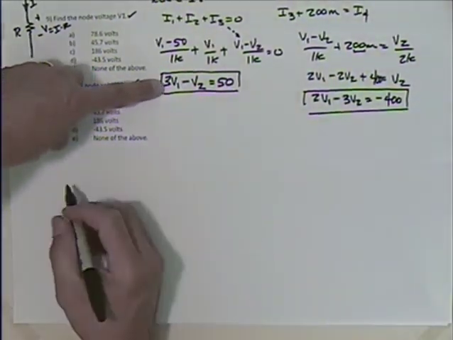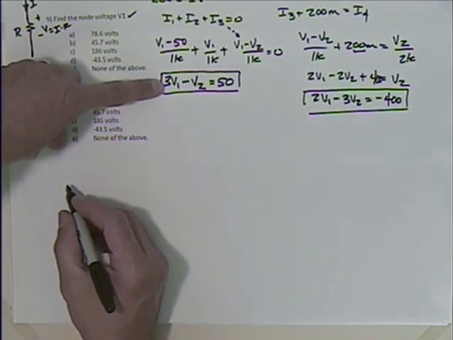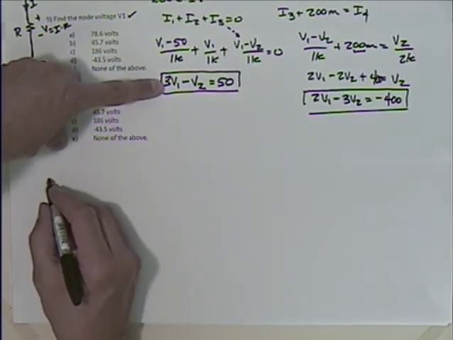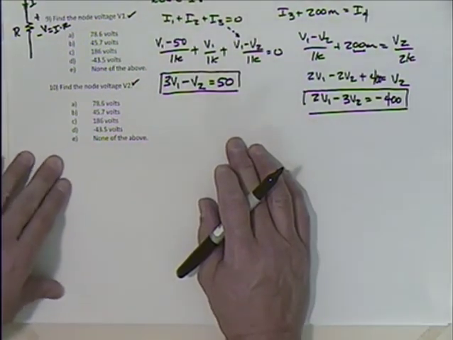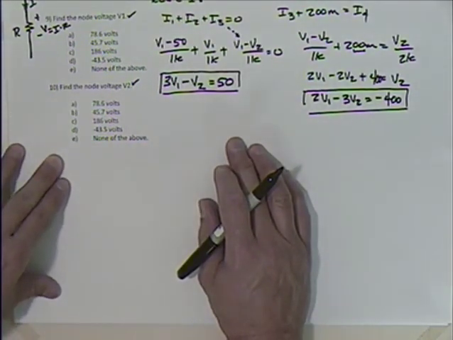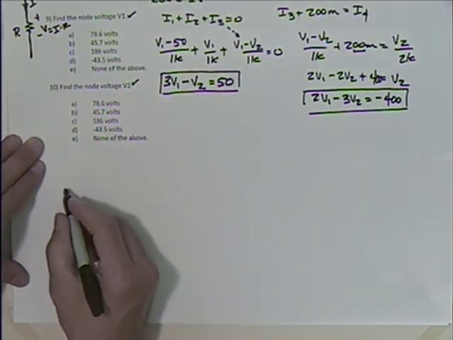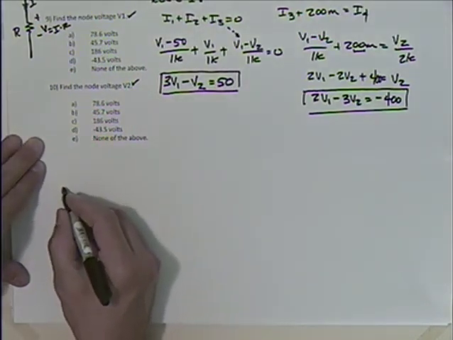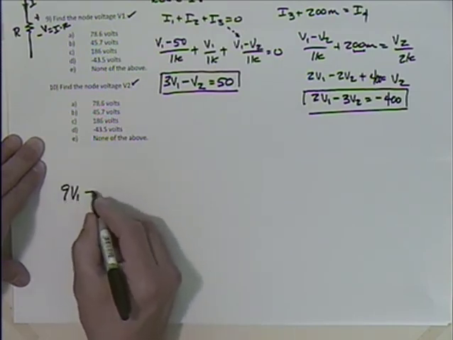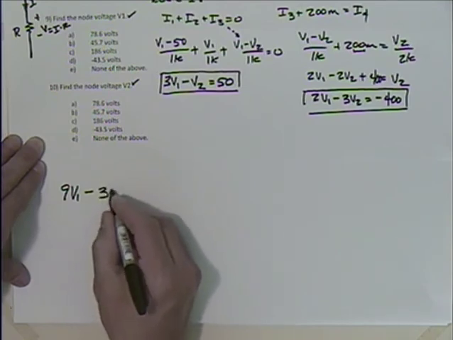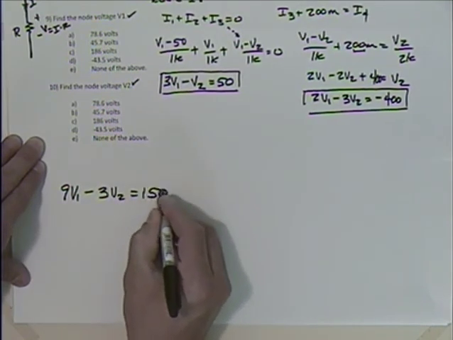Why don't I multiply this one by 3? How did I do the solutions there? Yeah, that's how I did that. That's probably the easiest way, so I'll just stick with that. So if I multiply this one by 3, I've got 9V1 minus 3V2 is equal to 150.